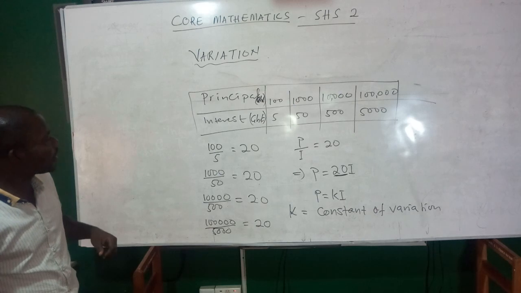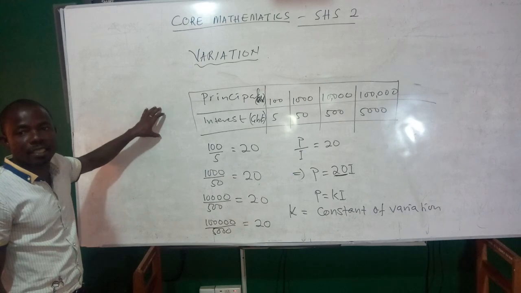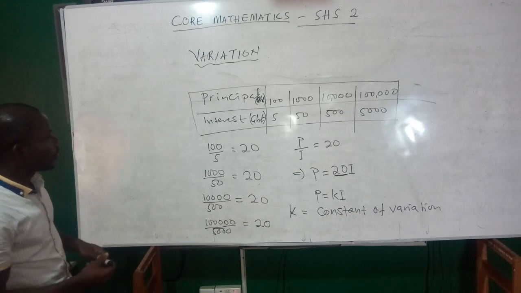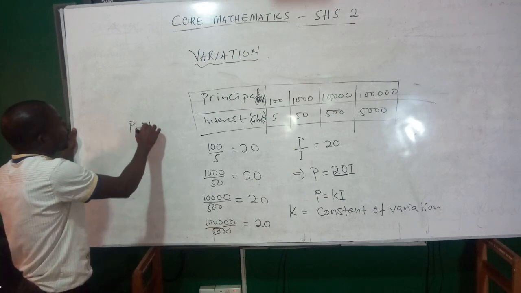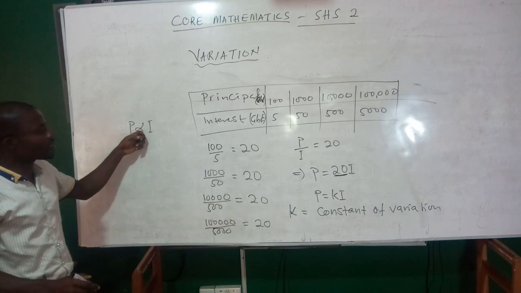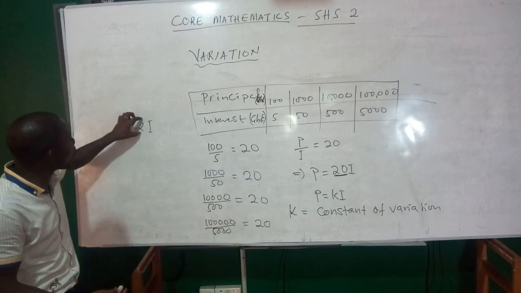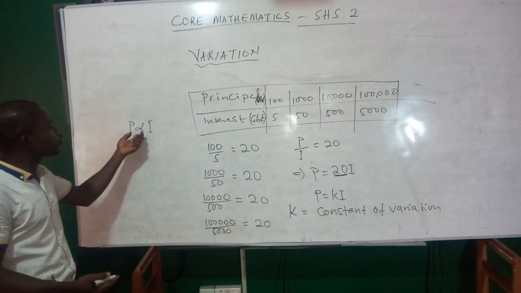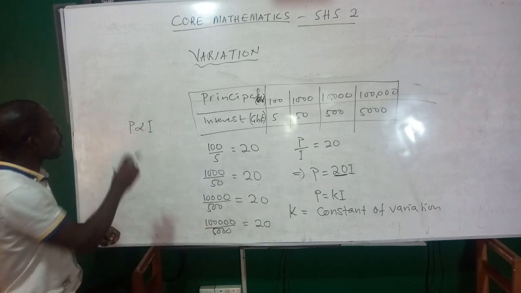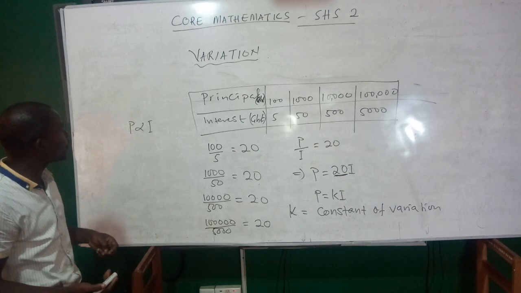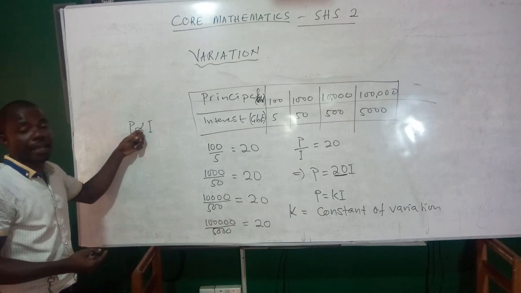Let's go back a little bit. When we were writing the mathematical statement or the symbolic statement, for example, P is directly proportional to I, we had this symbol here. And when we are working mathematically, we can't work with this. So we have to introduce an equal sign to help us solve for whatever variable we are looking for. And the moment we introduce that equal sign, this symbol is removed.